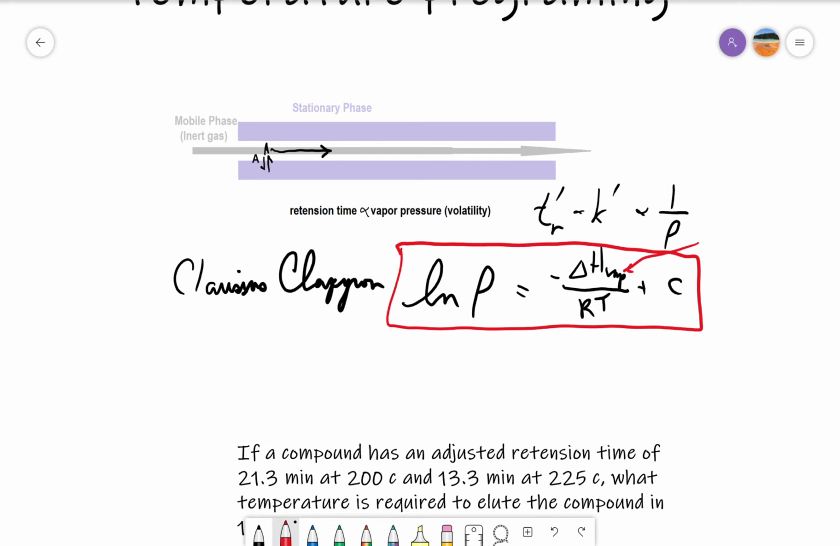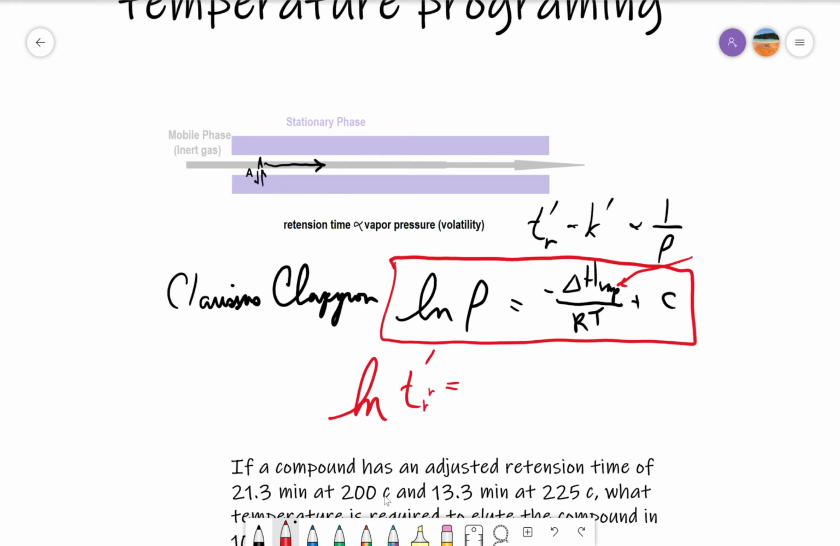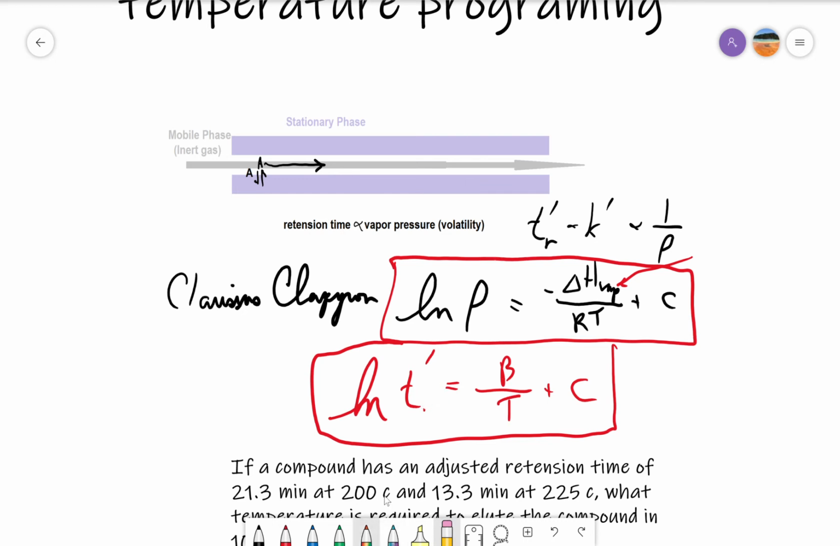This means that instead of being the negative logarithm, the logarithm of the retention time is going to be equal to some constant for the molecule, whatever that may be, divided by the temperature plus a constant, where the retention time can be calculated if you know certain constants.